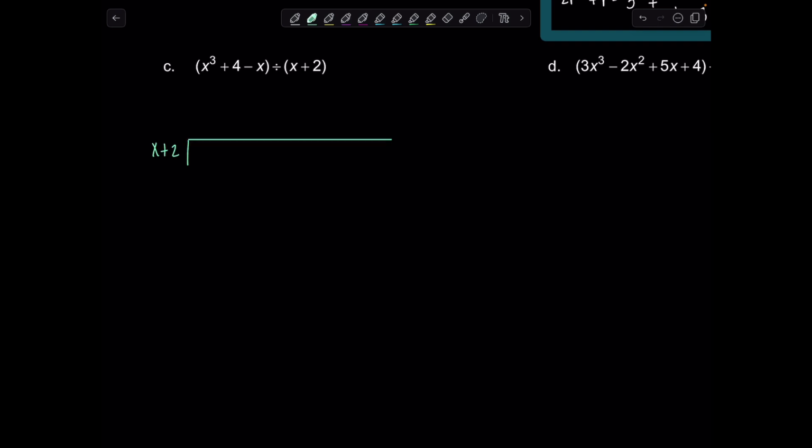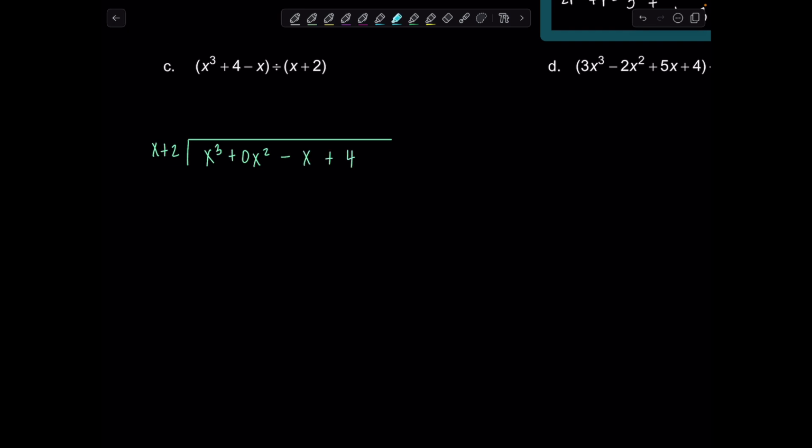And then we have x cubed. Now you can just leave a blank spot where x squared goes. I was taught to put 0x squared, so that's what I do. But if you just want to leave a space and that's not going to mess you up, you go for it, okay? You live your life. Then minus x, then plus 4.